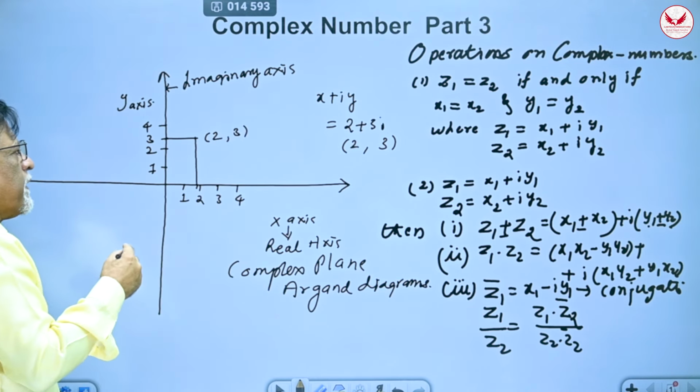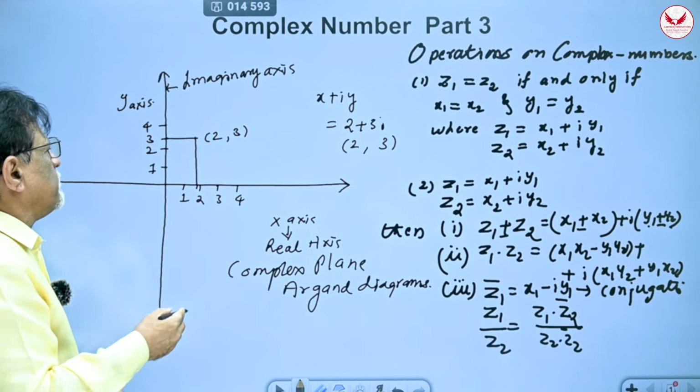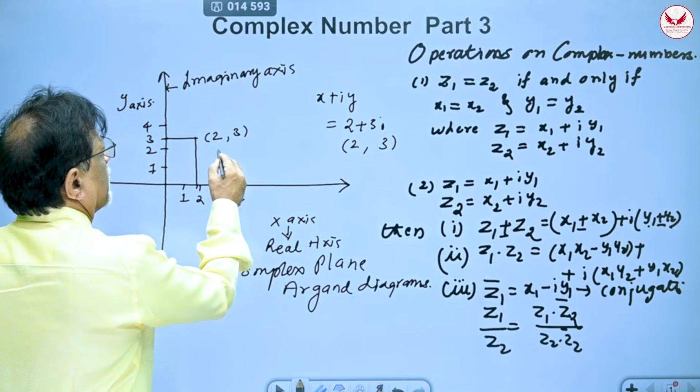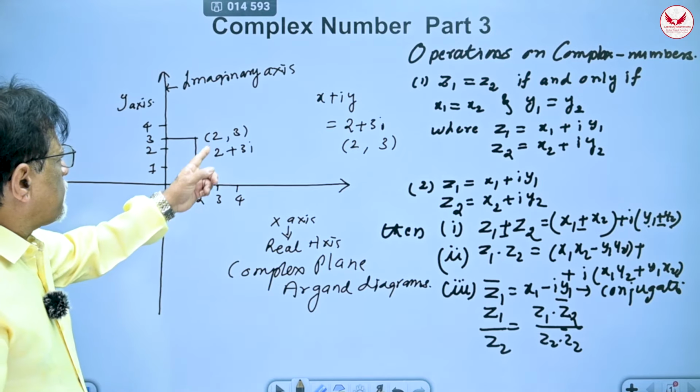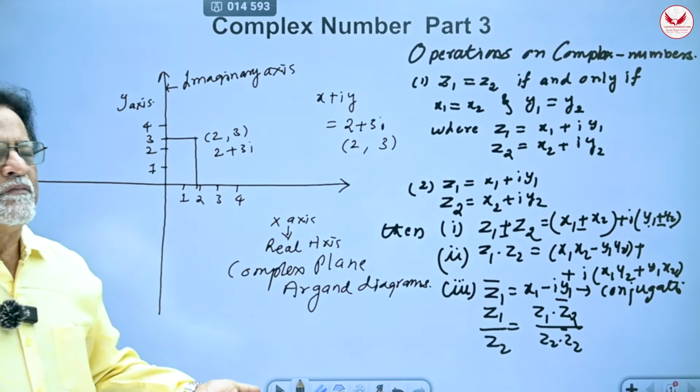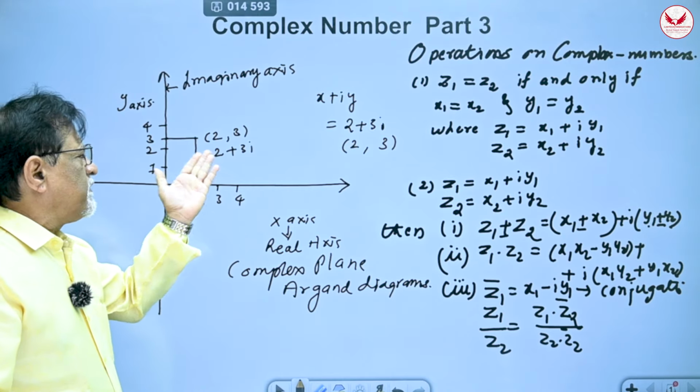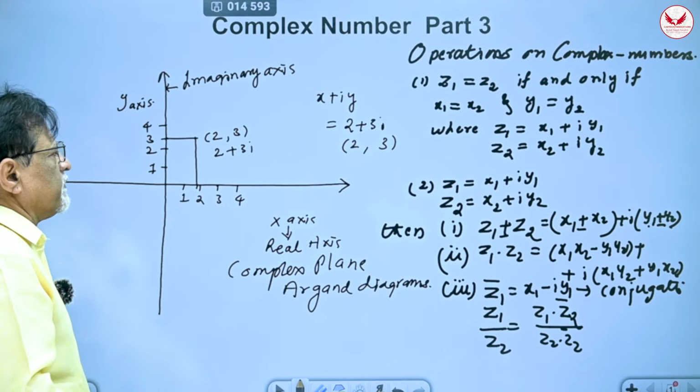In ordinary coordinate geometry, we call it (2, 3). But in complex numbers, we call it 2 plus 3i, right? So these two representations are actually the same. This is called the Cartesian representation. This is called the complex representation, okay?